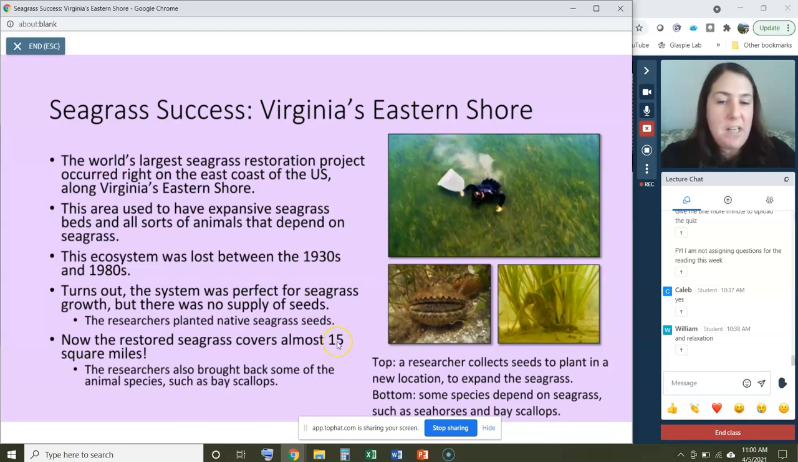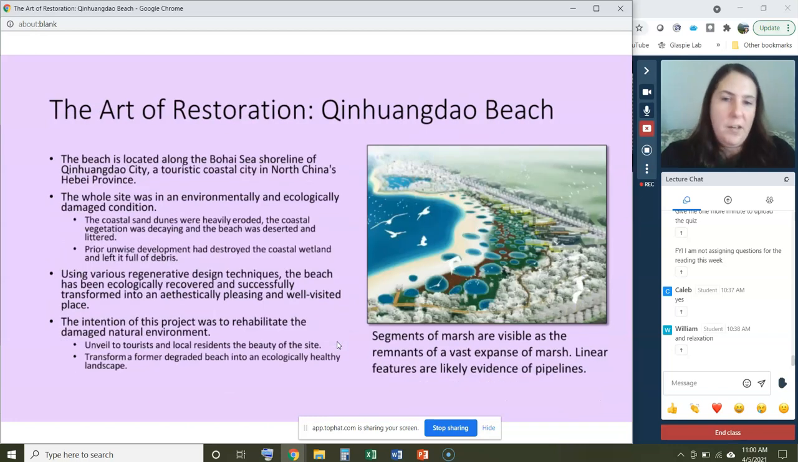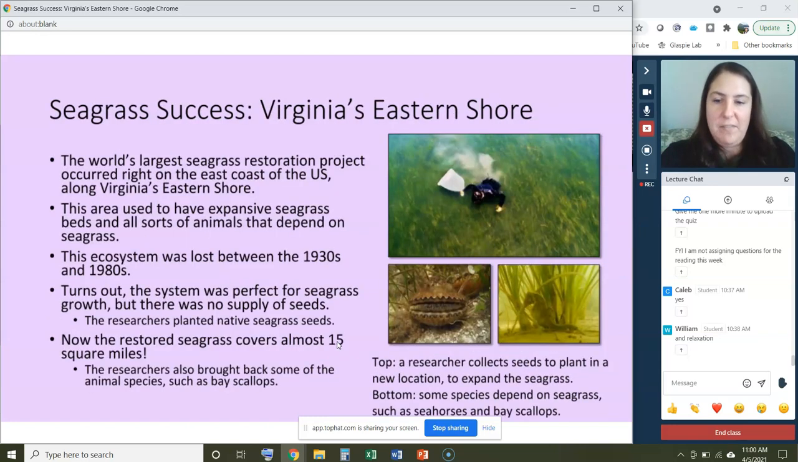So we have 15 miles of restored seagrass. That's miles and miles more than you can find anywhere in any other restoration project around the world. And it's because folks had realistic expectations for this system, figured out what the root problem was, and that problem wasn't completely unachievable to solve. So spreading around seed is so much easier than, for instance, what Kinhung Dao Beach did in terms of cleaning out all that rubble and restoring that system. This is a relatively easy restoration.